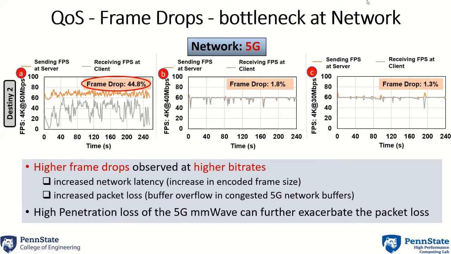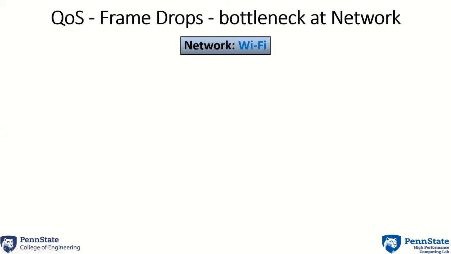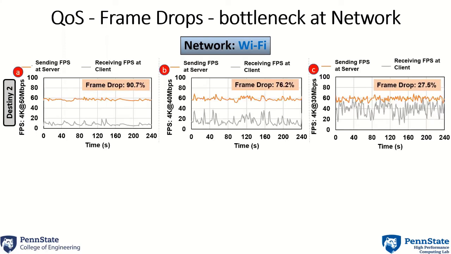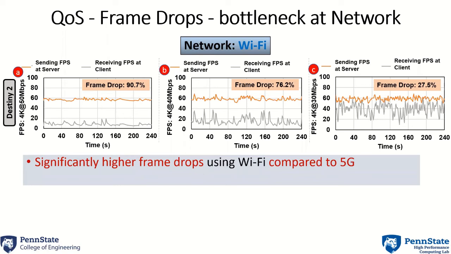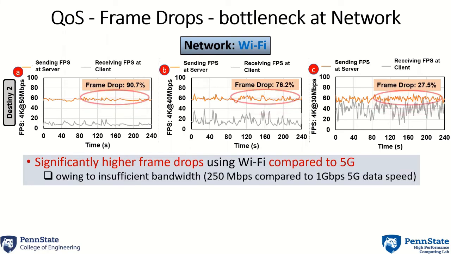Furthermore, as the 5G millimeter wave operates at high gigahertz frequencies, it is more susceptible to penetration loss, which further exacerbates the packet loss. Next, we studied the frame drops when using a Wi-Fi network using the same encoding bit rates as the 5G study. We observed that the frame drops increase significantly even when the game video is encoded at low bit rates compared to 5G. This is primarily due to insufficient Wi-Fi bandwidth compared to the Gbps range bandwidth offered by 5G. These studies highlight the significant facets of network technology, which can be a potential bottleneck for the QoS frame rate.